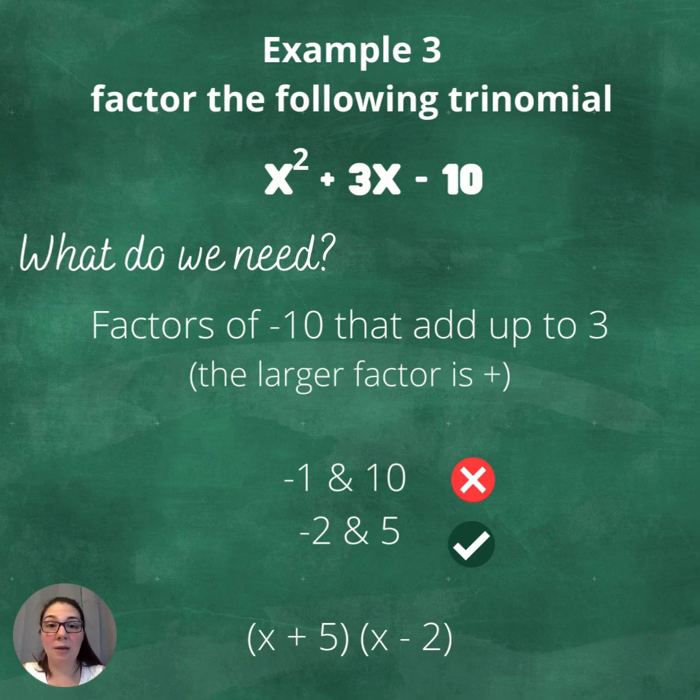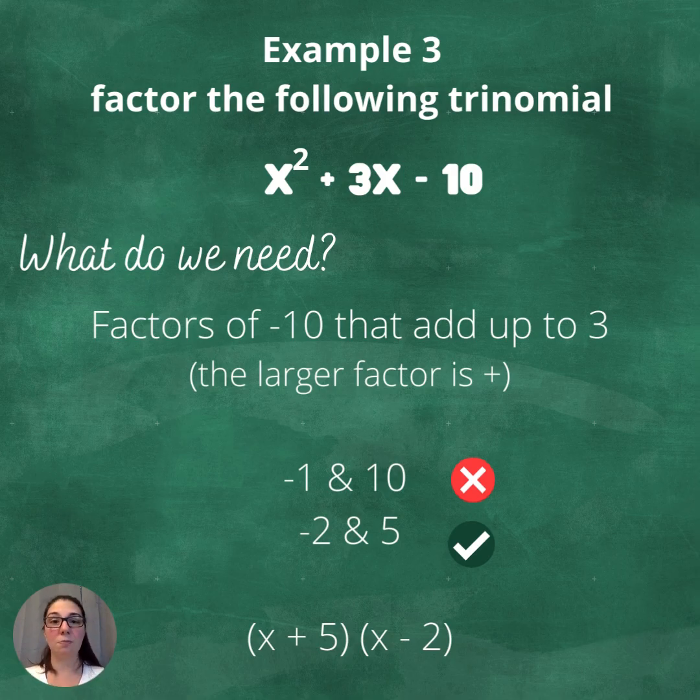So if you think about factors of 10, we would have negative 1 times 10. That gives us negative 10. But when we combine them, that gives us 9. That doesn't help because that's not 3. Moving on to the next pair of factors, we have negative 2 and 5. So negative 2 times 5 is negative 10. And then combining them, negative 2 plus 5 is 3, which is what we're looking for. So our two factors are negative 2 and 5.